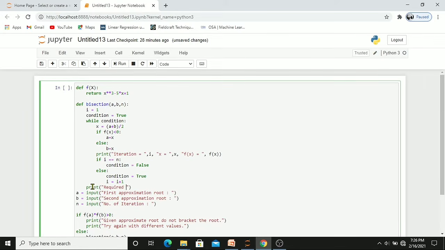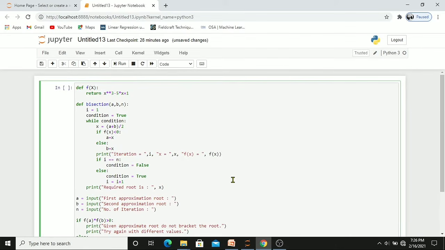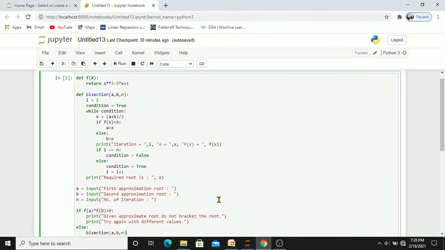So the required root is, what is the required root? That you will get in the value of x. So that will be printed through this, right? So this is the complete bisection method that we have defined using the def syntax. So this is the complete program we have taken.